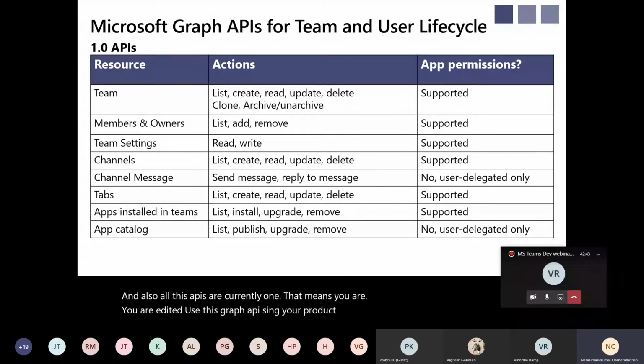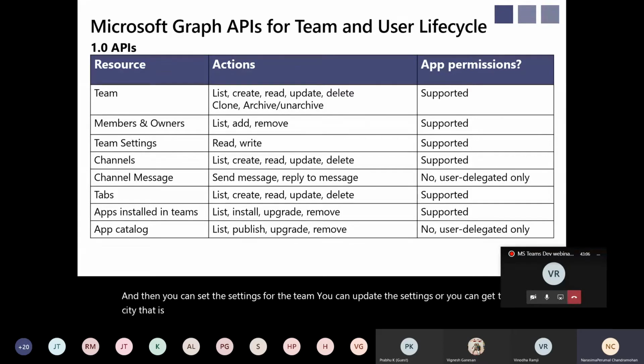So we have the Graph API for entire CRUD operation like create, read, update, delete. You can do all these operations for teams. You can add members, owners to the team, and then you can set the settings for the team. You can update the settings or you can read the settings. That is also possible. And you can create the channels, you can delete the channels, update the channels, or you can list the channels. That is also possible.